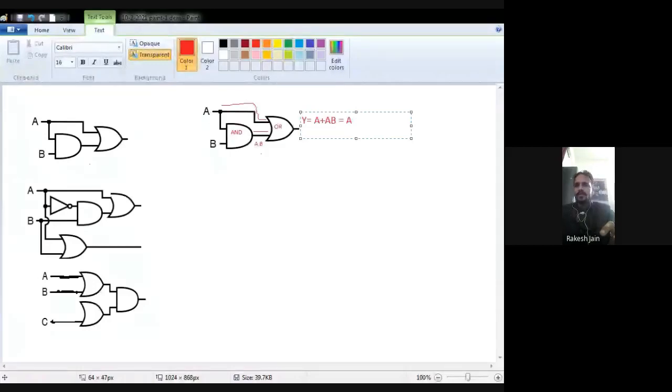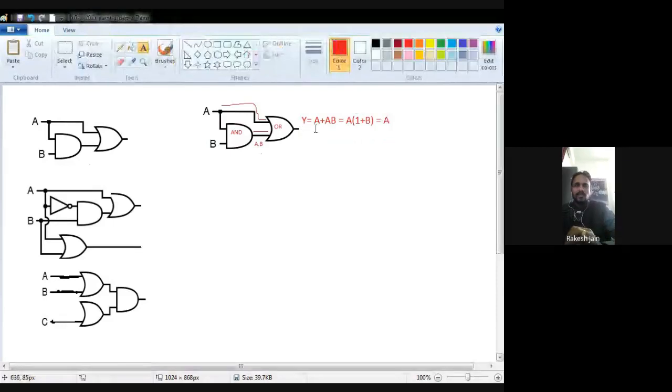Because we know the Boolean laws, A plus AB, where A is common, gives A times (1 plus B), and we know that 1 plus X is always 1, so it is A dot 1, that is A. So the final answer is A only. At the output we will find only A. So this is the simplification of this circuitry with the help of Boolean rules, Boolean postulates.